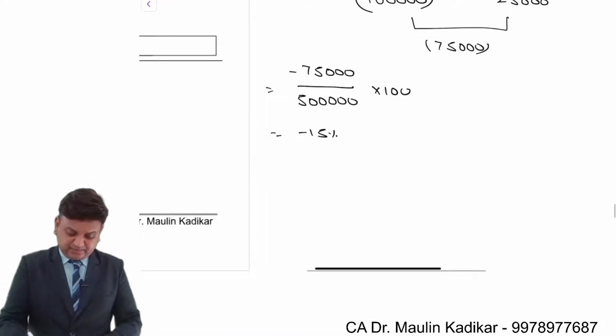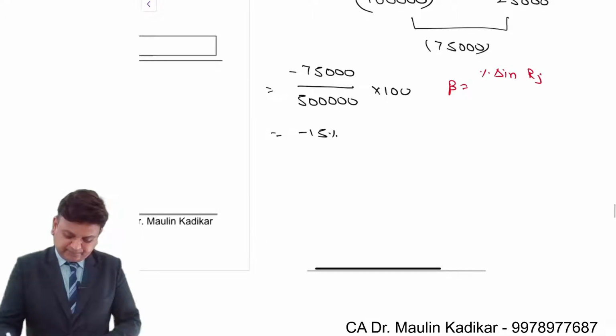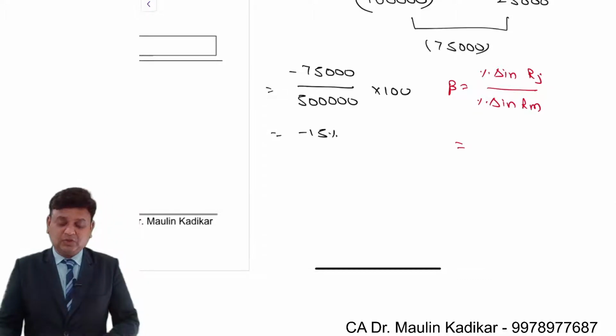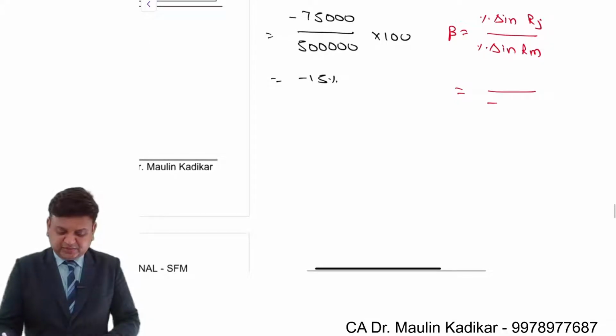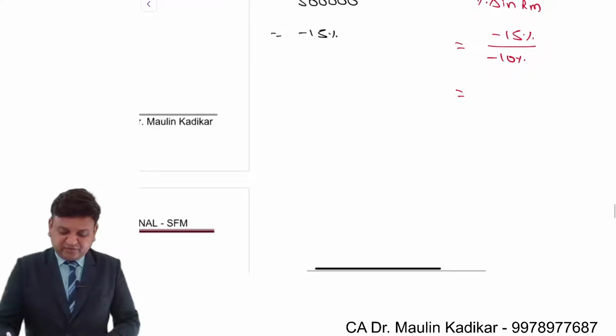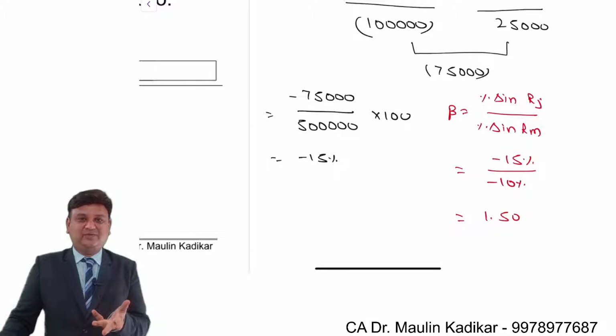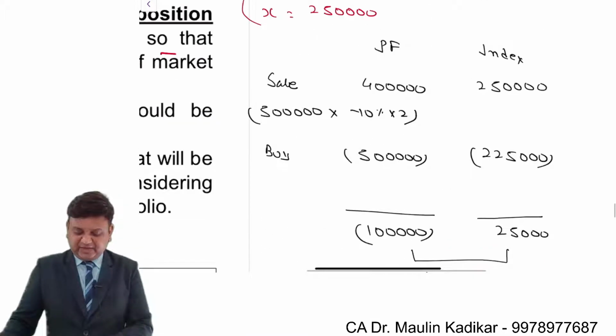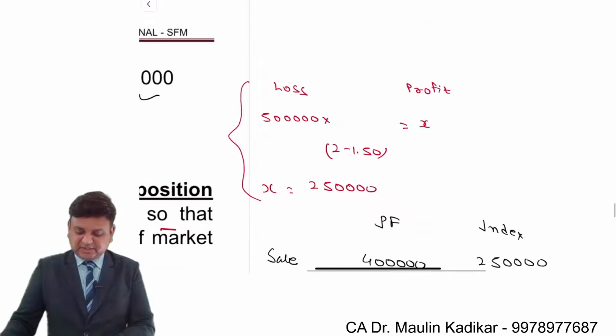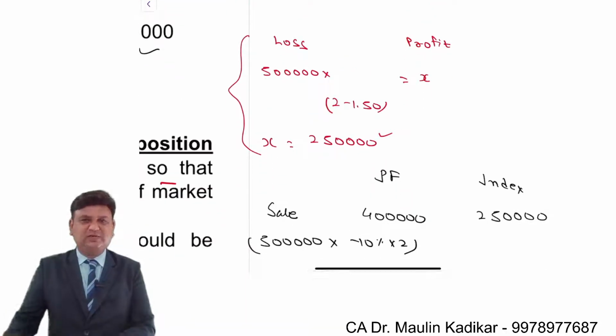We know that beta is percentage change in RJ divided by percentage change in RM. So in fact what happens is when market is falling down by 10%, overall my portfolio is having a loss of 15%. So in fact I am able to have the beta of 1.5 which I wanted to have. This is the way we understand the 5 contracts, that is 2,50,000. In short, it is 5 contracts, the number of contracts in which I should enter.